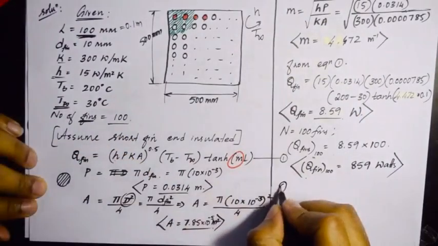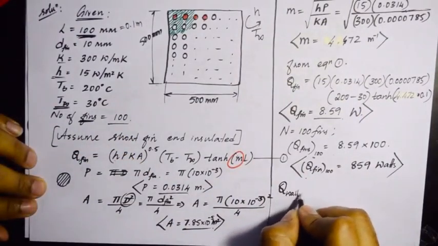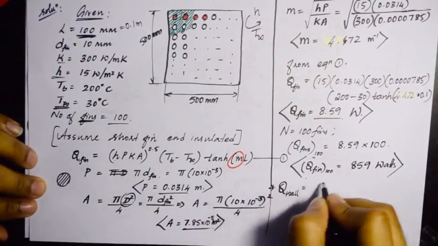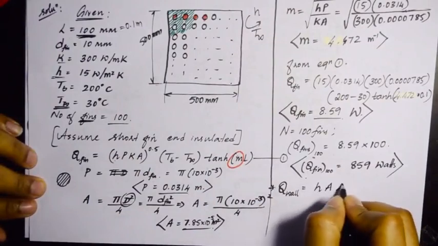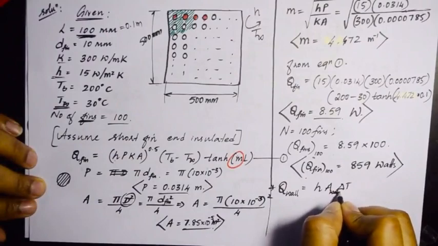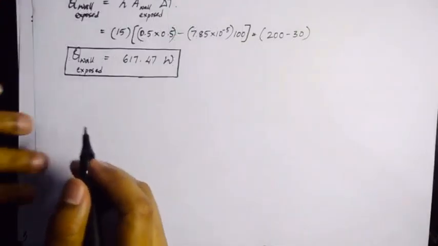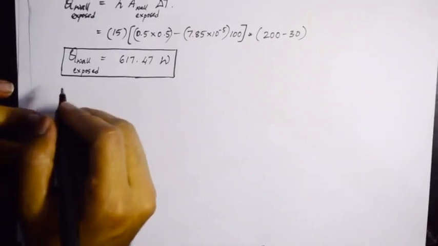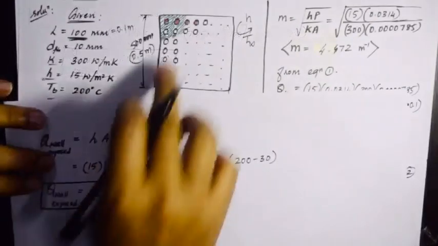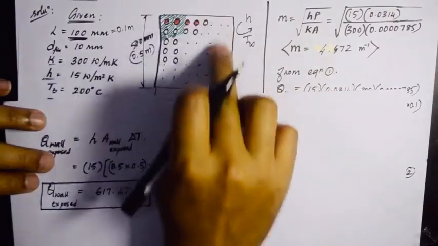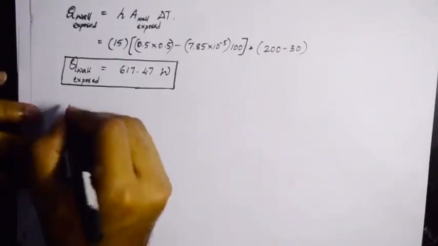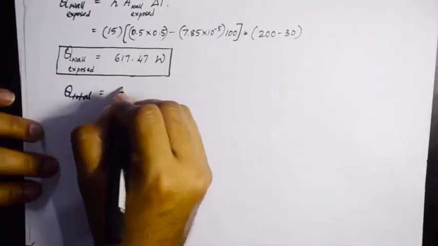Write it as the heat transferred by the wall, which is by the convection process. So you can write it as h A delta T. You must take the area of the wall that is exposed to the surrounding. We'll get the heat transferred by the wall that is exposed to the surrounding when the arrangement is a vertical wall, which has 100 number of fins. We can then find out the Q total.